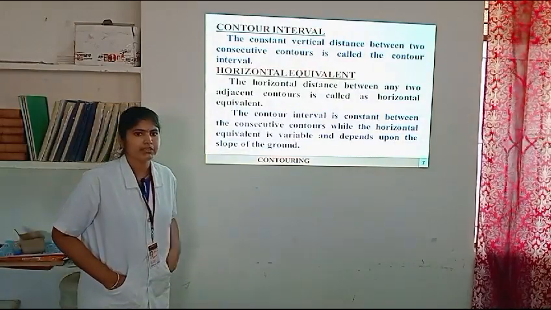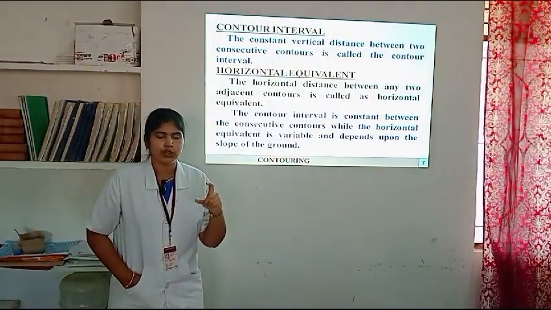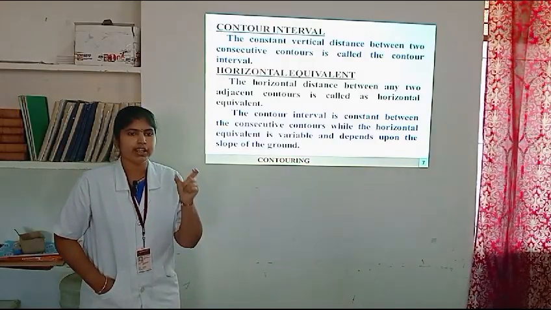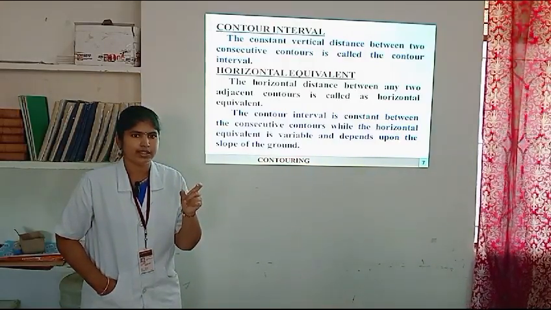What is the difference between contour interval and horizontal equivalent? Contour interval is the vertical distance between any two consecutive contours. Horizontal equivalent is the horizontal distance between any two consecutive contours.